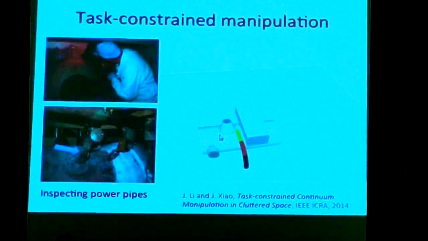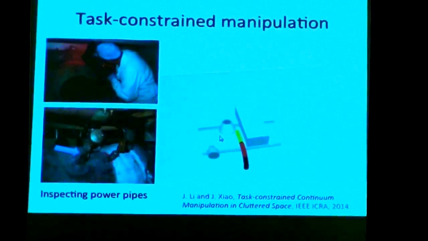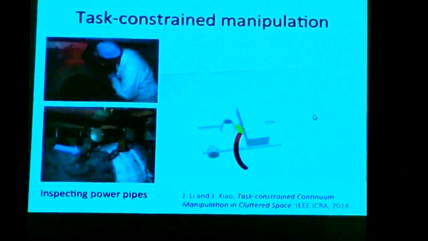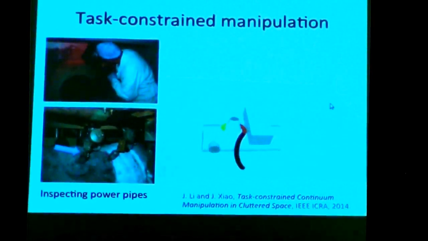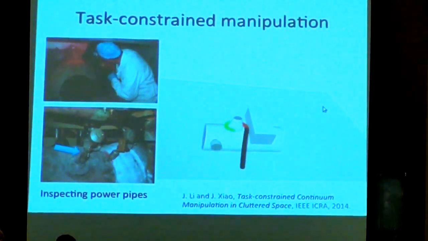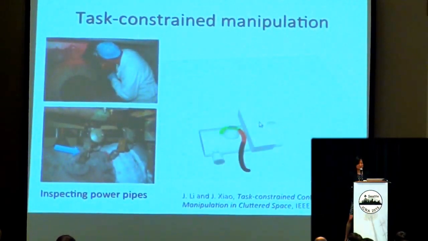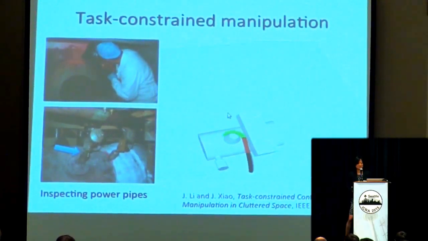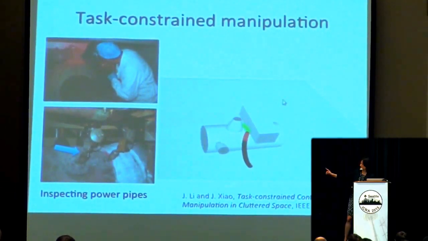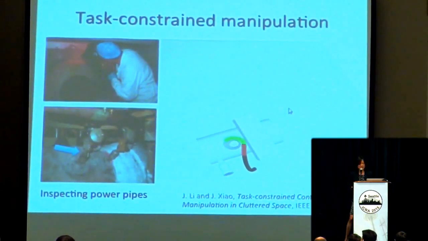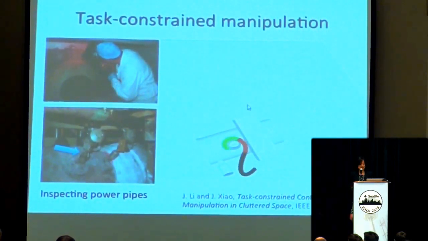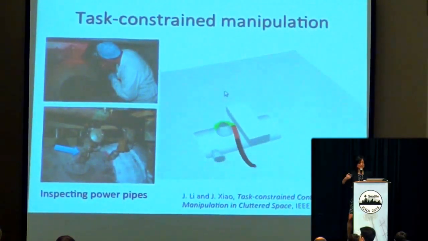Next, we also considered task-constrained manipulation, inspired by the applications of inspecting difficult structures in cluttered or hazardous environments, such as in a nuclear power plant. Here is a simulation inspired by the real situation of inspecting the pipe the arrow points to. In this kind of situation, a continuum arm works better than an articulated arm. So we're quite interested in this kind of task-constrained manipulation.